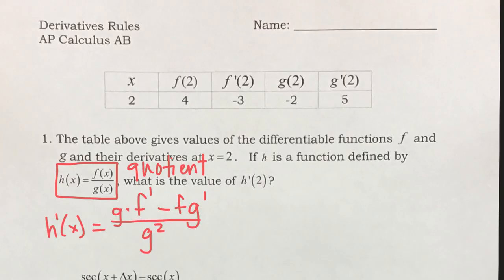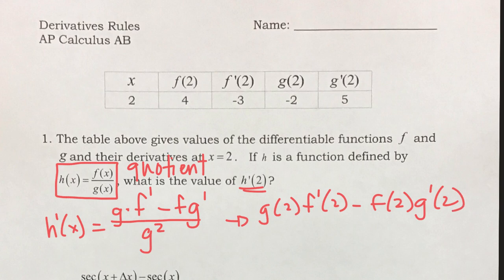Okay? So that's the derivative. We are done with the calculus part, right? The derivative is the calculus. So now we want to evaluate it at h of 2, which means we're going to find the g value at 2, f prime at 2, minus f of 2 times g prime at 2, all divided by g of 2 squared.